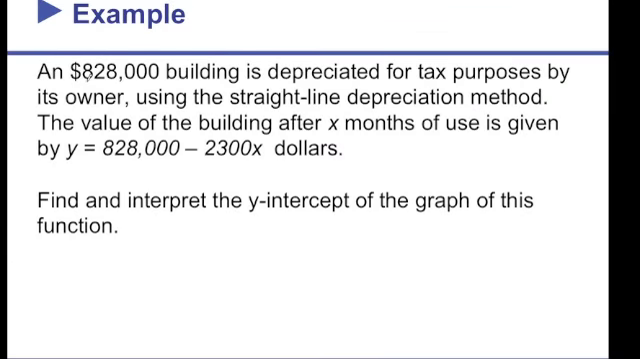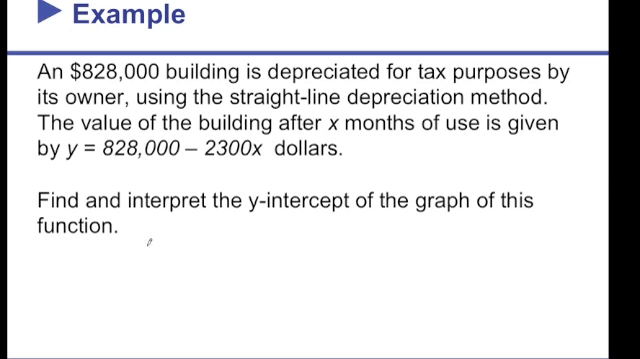Now we have an $828,000 building that is depreciated for tax purposes by its owner using a straight line depreciation method. The value of the building after x months is given by this equation: 828,000 minus 2,300 times x. So find and interpret the y-intercept of the graph of this function.